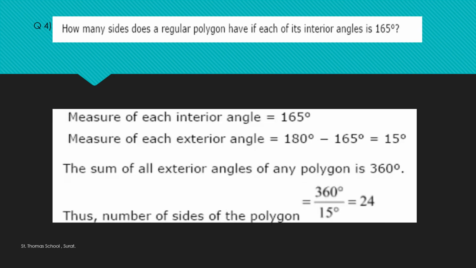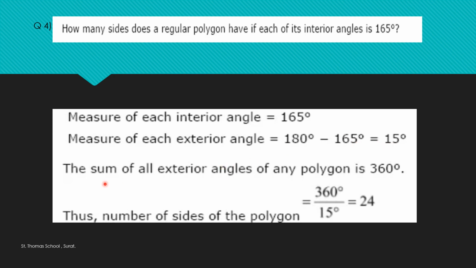Question number 4. How many sides does a regular polygon have if each of its interior angles is 165 degrees? So in the last sum we studied how to find the number of sides when the exterior angle is given. Here the interior angle is given. So the measure of each interior angle is equal to 165 degrees. We know that exterior angle plus interior angle is 180 degrees. So the measure of each exterior angle is equal to 180 degrees minus 165 degrees, that is 15 degrees.